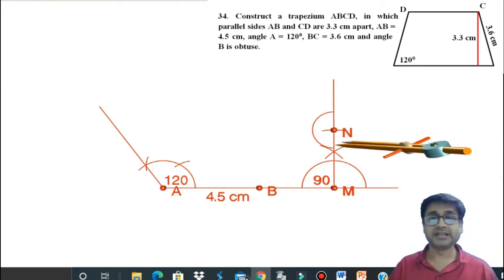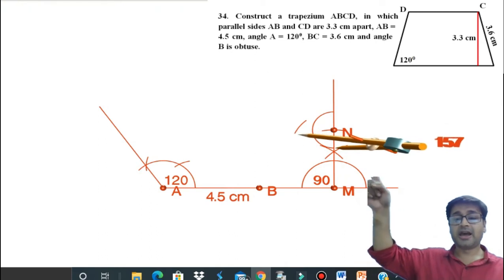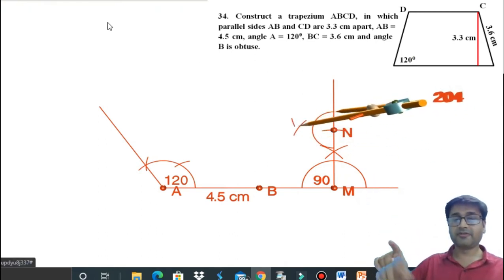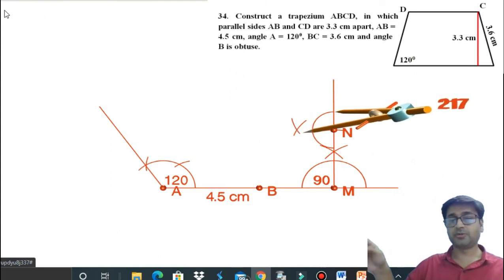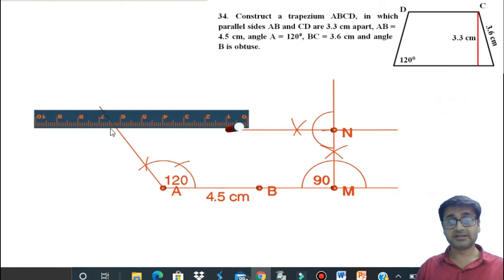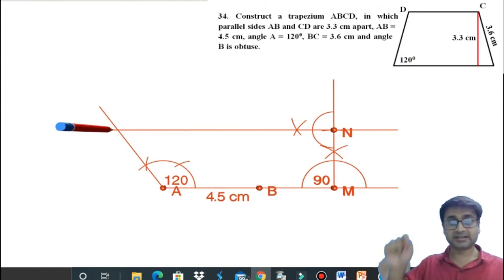So I'm getting my 90 degree from N first. Keeping the compass up over there, cutting an arc, and from the other point, that is this point now, cutting the second arc. The point of intersection of these 2 arcs, joining with N, extending it. Now extend it right over here till this line of A 120 degree. Let it intersect both of them together. Wherever these 2 points intersect, that becomes your point D.